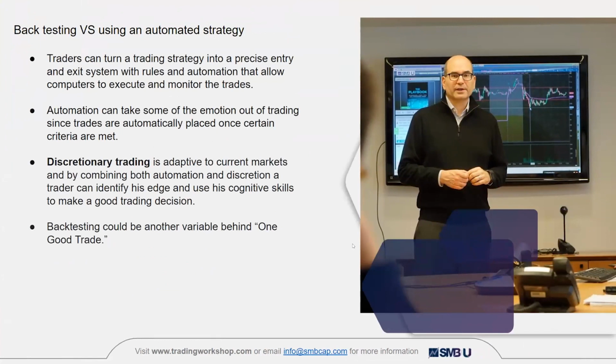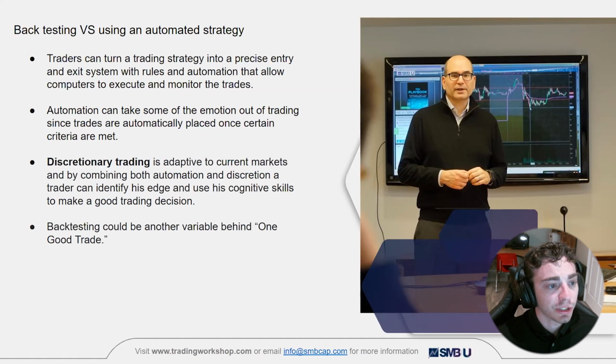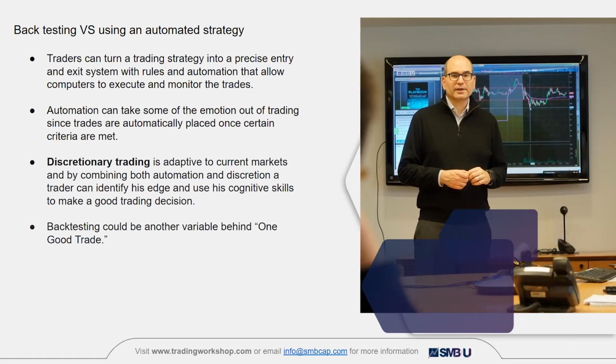So what's the difference between backtesting versus using an automated strategy? Traders can turn a trading strategy into precise entry and exit systems with rules and automation that allow computers to execute and monitor the trades. Automation can take some emotion out of trading since trades are automatically placed once certain criteria are met, but discretionary trading, on the other hand, is adaptive to current markets. By combining both automation and discretion, a trader can identify his edge and use his cognitive skills to make a good trading decision.